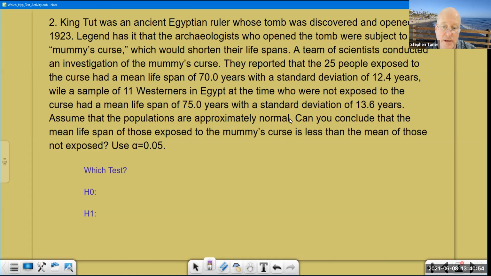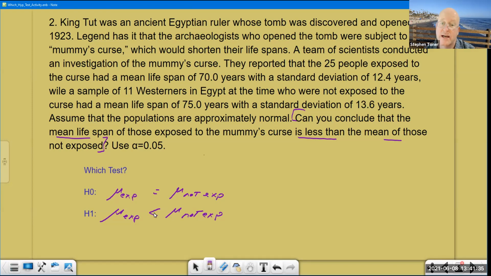Can you conclude, this is usually where the key information is given to us, that the mean lifespan of those exposed to the mummy's curse is less than the mean of those not exposed? So the alternate is the mean of those exposed is less than the mean of those not exposed. Notice how easy it was to read that out. So the null hypothesis would be, and I'm going to erase that and start over, mu of those exposed equals the mean of those not exposed.